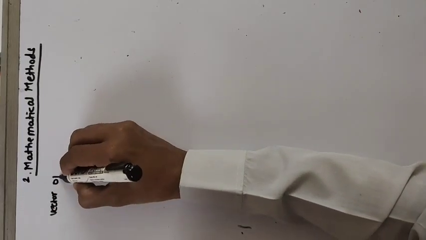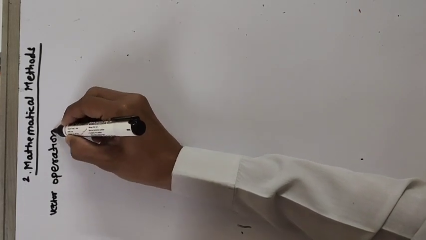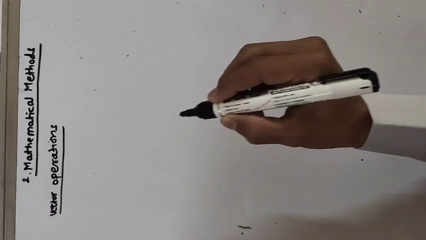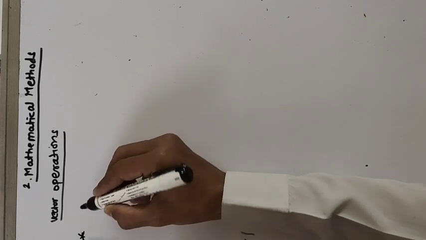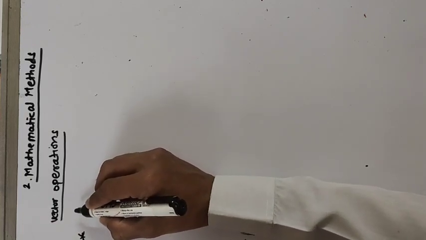In the previous lecture, we started the 11th Physics second chapter, Mathematical Methods, and studied the definitions of scalar, vector, zero vector, resultant vector, negative vector, equal vector, positive vector and unit vector. Today, we are going to see the vector operations. In vector operations, first we discuss the multiplication of a vector.